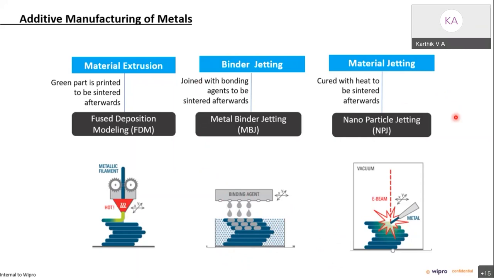Lastly, we have material jetting or nanoparticle jetting for metal. This is a rather newer technology. So basically, it's the same process as direct energy deposition or material jetting, but in this case, the particles which we utilize are on a very small level, far smaller than what we use conventionally for powder bed fusion. So this technique is generally preferred for fabrication of very small components, and it's a rather developing technique, which is why you will not find as many applications of this as you will find in, say, powder bed fusion, which is most commonly utilized in the industry today.